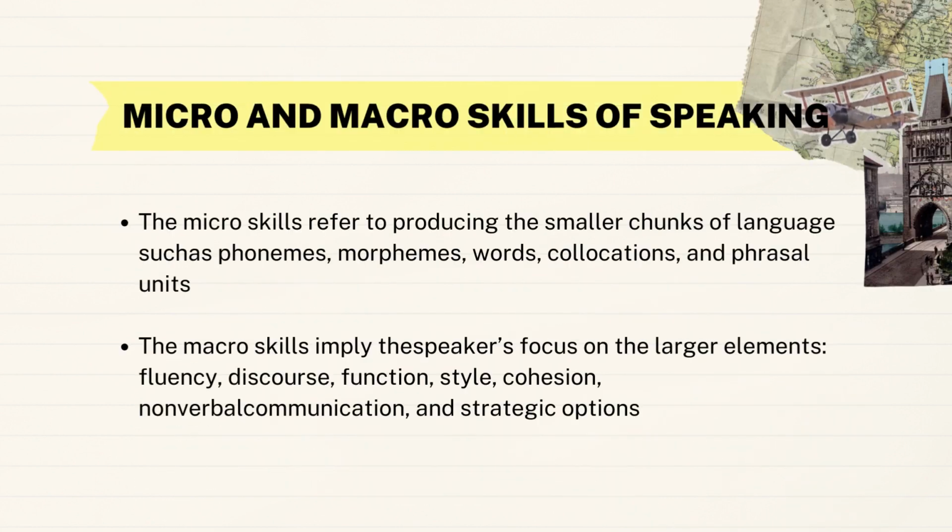So in speaking skill, there are micro and macro skills. The micro skill refers to producing smaller chunks of language, such as phonemes, morphemes, words, collocations, and phrasal units. And the macro skill implies the speaker focuses on larger elements like fluency, discourse, function, style, choices, cohesion, nonverbal communication, and strategic options.